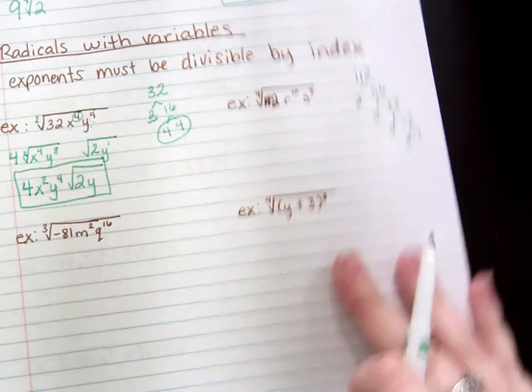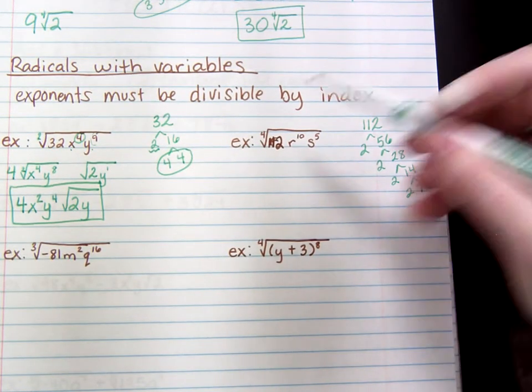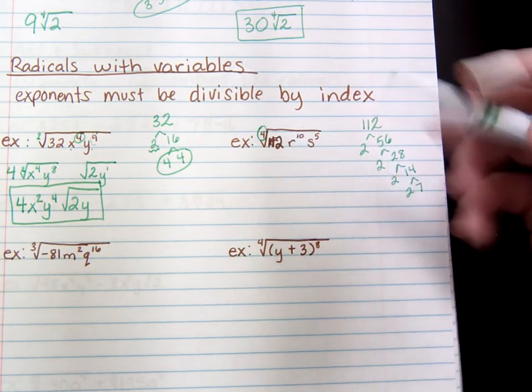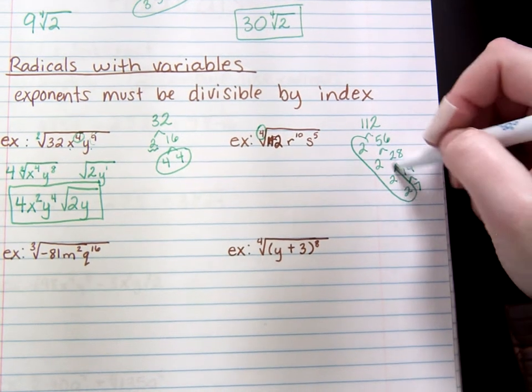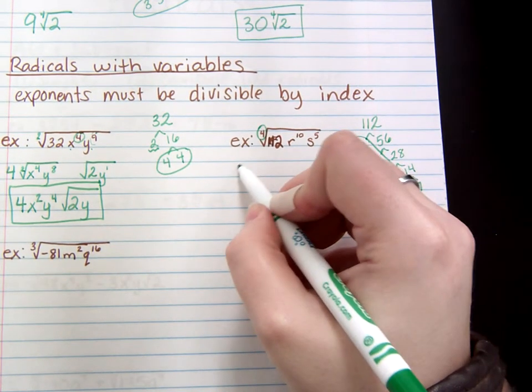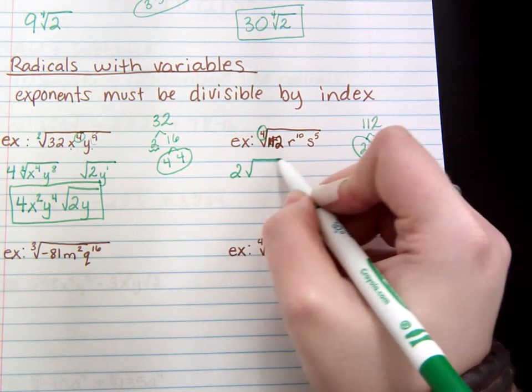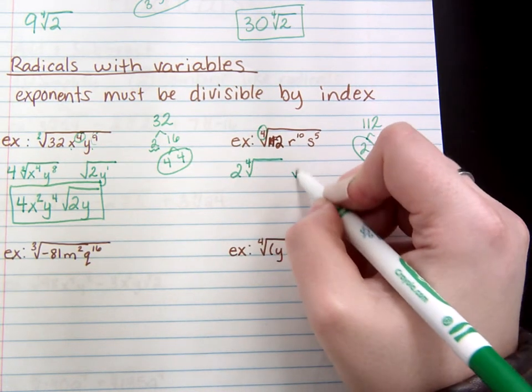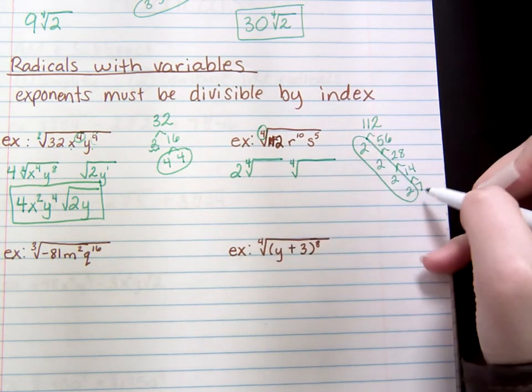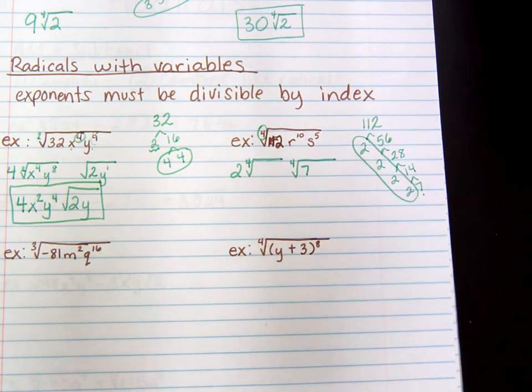Now that I've broken it down, I'm going to look at my index. I need 4 of a kind. I have that here. So I'm going to pull out a 2, and I'm going to set up 2 fourth roots so I can take care of the rest of it. My leftover 7 is going to go under the second one.